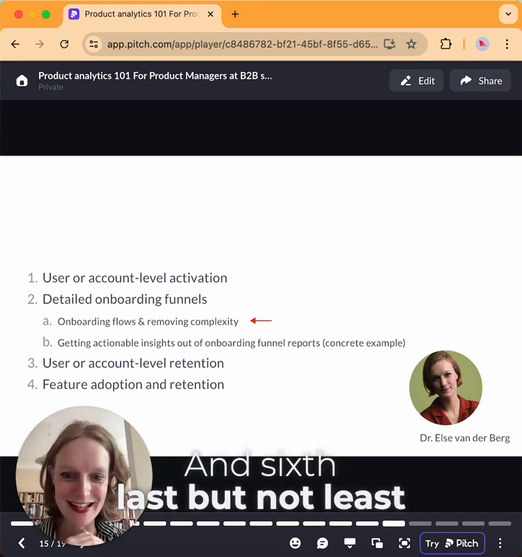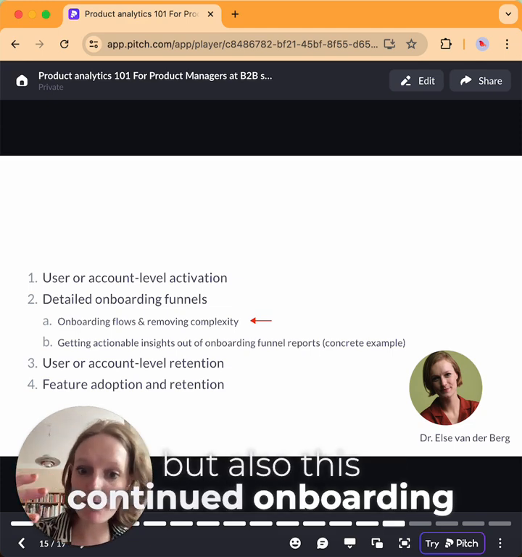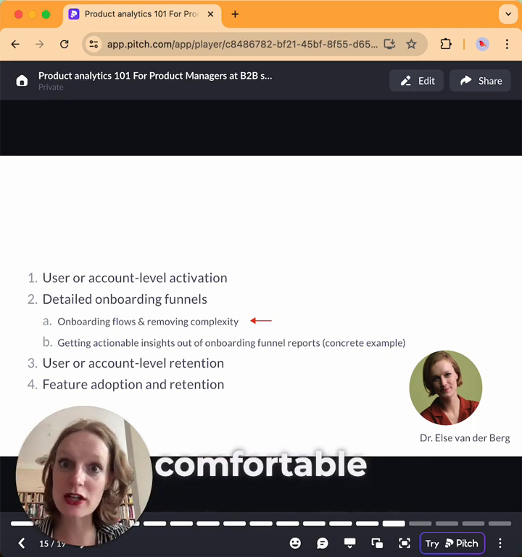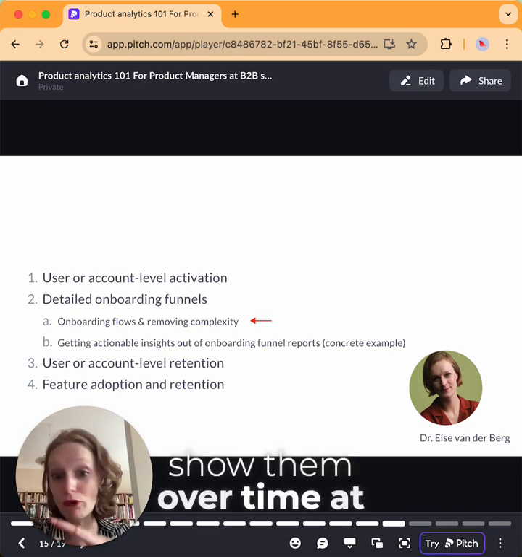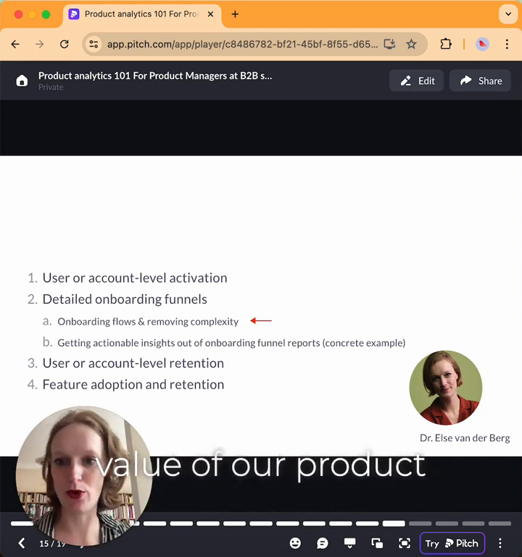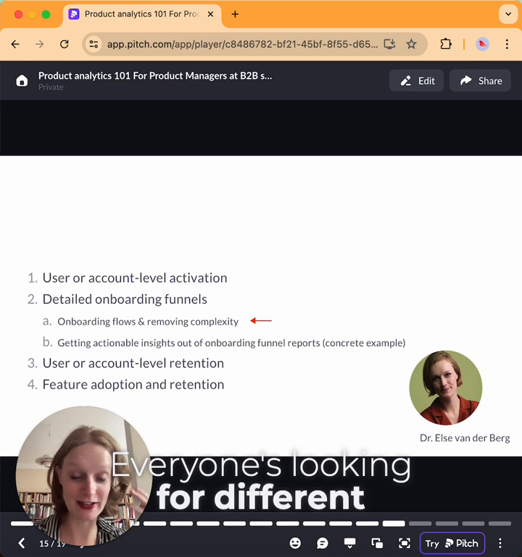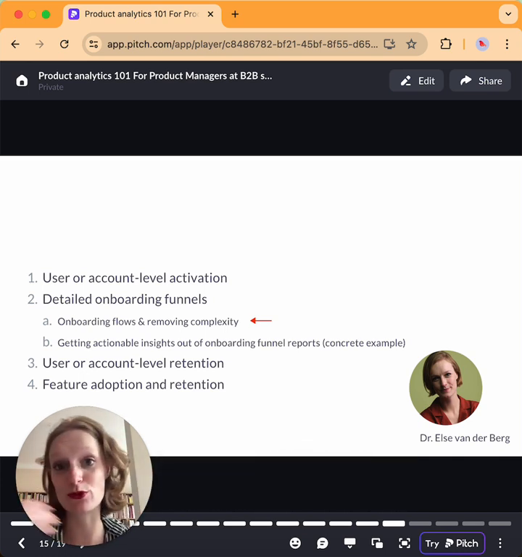And sixth, last but not least complexity, is we need to handle not only the new user onboarding, but also this continued onboarding. So after we initially make new users comfortable with our product, we need to show them over time at the correct pace the expansive value of our product. And this is really hard because everyone learns at a different pace. Everyone's looking for different stuff. We should make sure not to be too fast, not too slow.